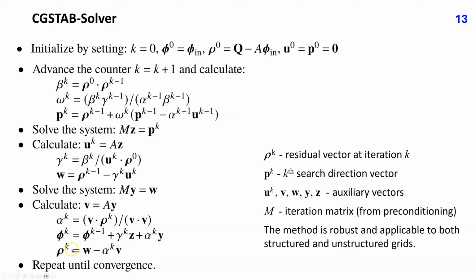The residual ρ k is updated as vector w minus alpha k times vector v. These steps are repeated until convergence. The computing effort is lower than for bi-conjugate gradient method. The method is robust and applicable to both structured and unstructured grids.